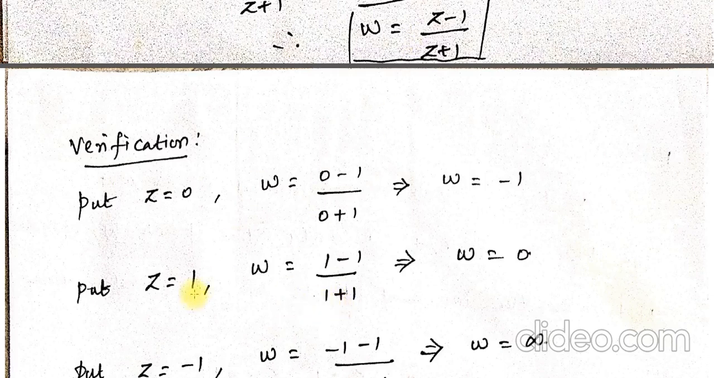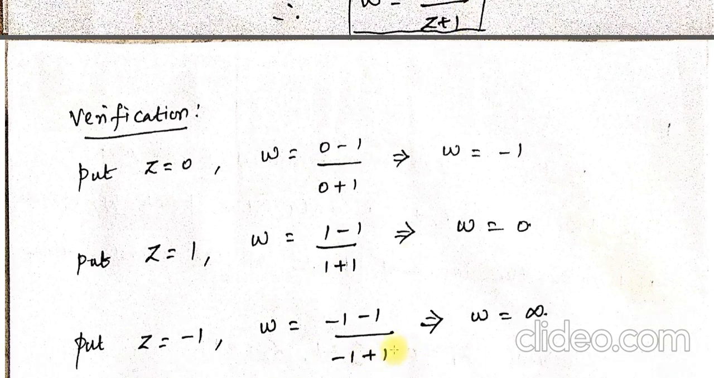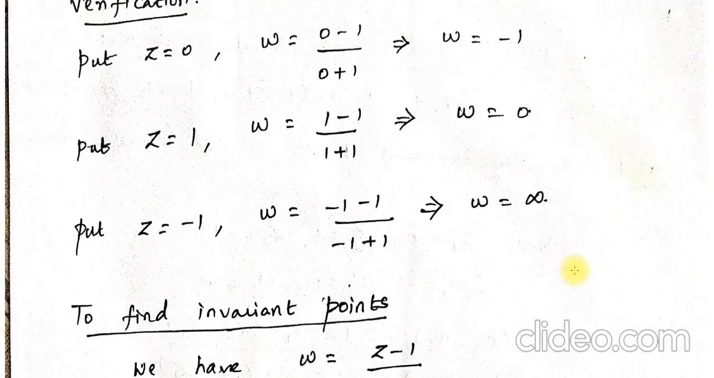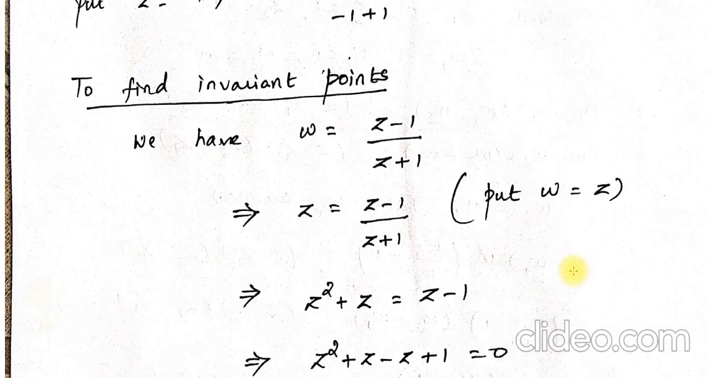And the last one, Z equal to minus 1. So minus 1 minus 1 by minus 1 plus 1. The denominator is 0, so I am getting W equal to infinity. So we can be sure in the exam hall that we are right. We are getting 8 marks out of 8. Right? So the next thing is to find out the invariant points.